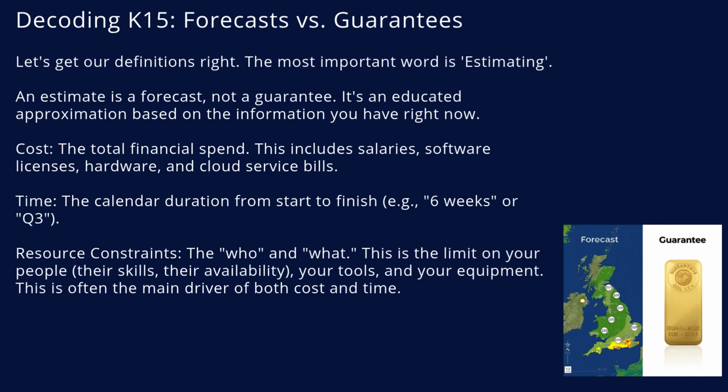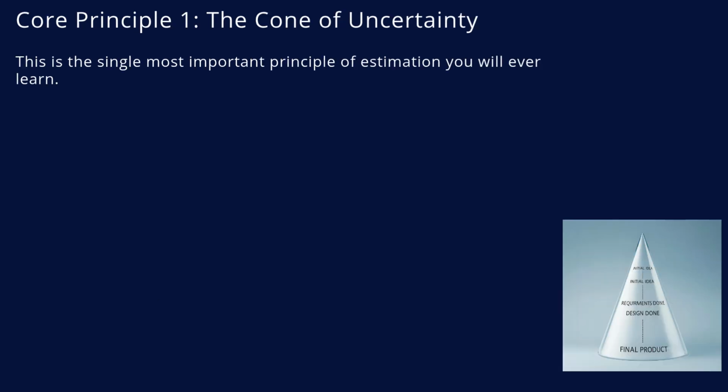Finally, resource constraints. This is the who and what you need, and it's the most important constraint. It's the limit on your people and their specific skills, the software, and the equipment. A constraint, like, we only have one senior data analyst, is usually the primary driver that dictates the final cost and timeline.